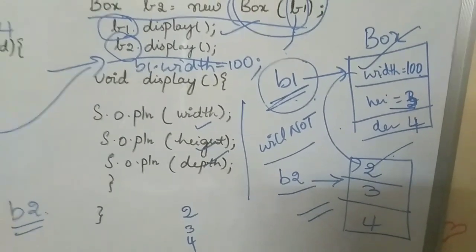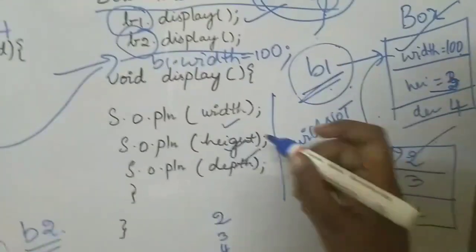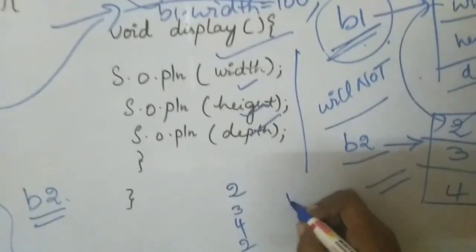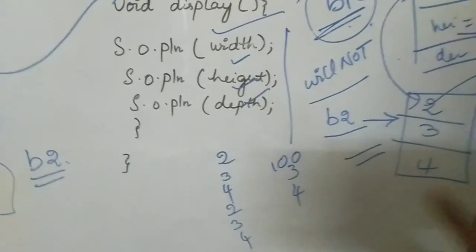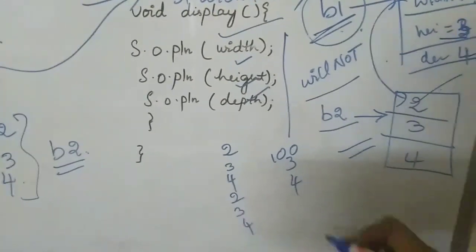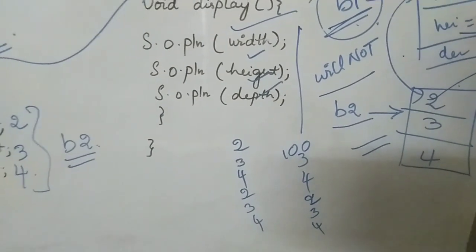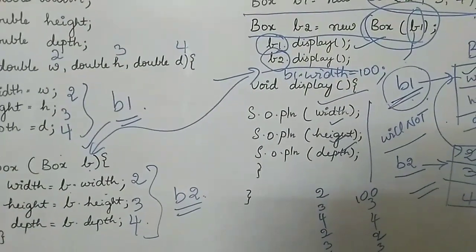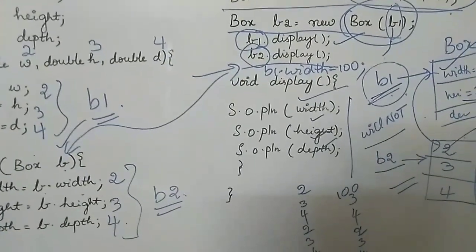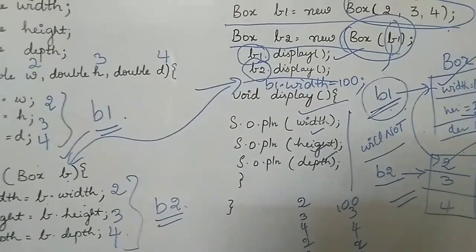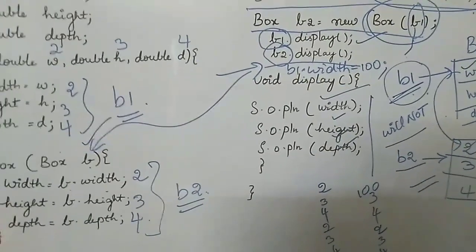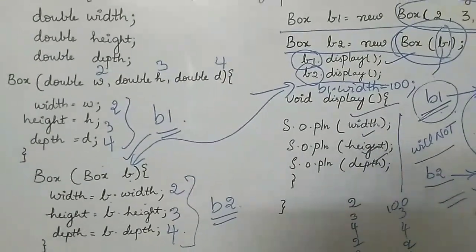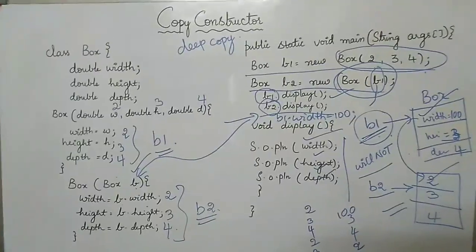Try to understand this concept very well. If I call display on B1, the answer would be 100, 3 and 4. If I call the display method on B2, the values will be 2, 3 and 4 only. Whenever you make changes to the existing object in a deep copy, it will not affect the newly created object. Initially it just copies the initial values into the object, but later in the program, any changes to B1 will not affect B2. So this is the concept of copy constructors in Java, friends.